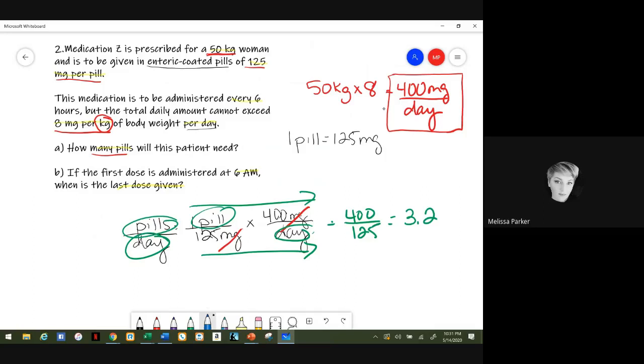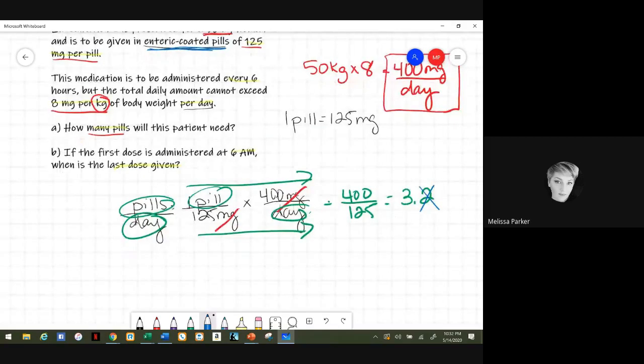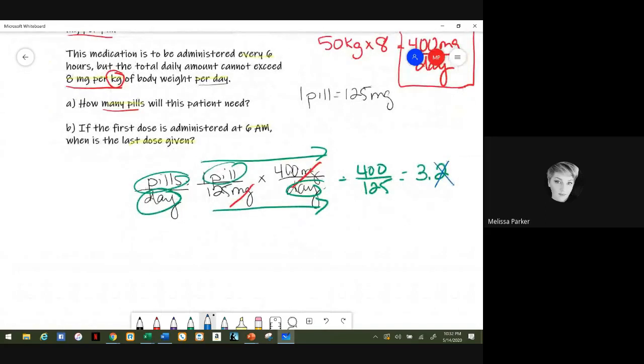Now remember, we can't give this 0.2 because there's no way to measure 0.2 of a pill. And not only that, these are enteric-coated medications, so we are not allowed to cut them. So we know the patient's going to get 3 tablets over the course of the day. They're going to get one every 6 hours, okay?